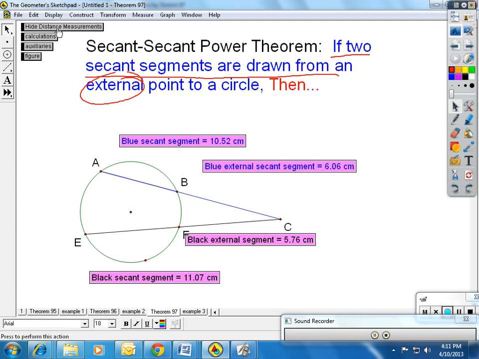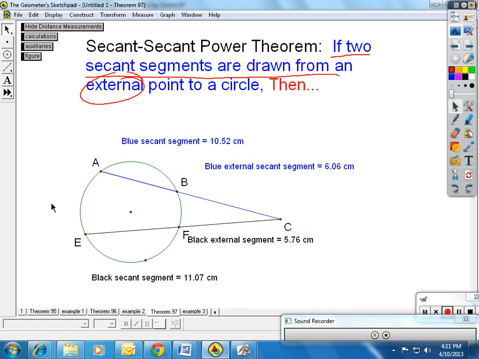Let's look at some distances here. Here are the distances that I'm interested in. The blue secant segment, that would be the entire secant segment. The blue external is just this, let me highlight it, just this external part. Okay, that's the blue external. Then we have the entire black secant segment, and just like before, we have the black external segment. So I've tried to color coordinate it for you.